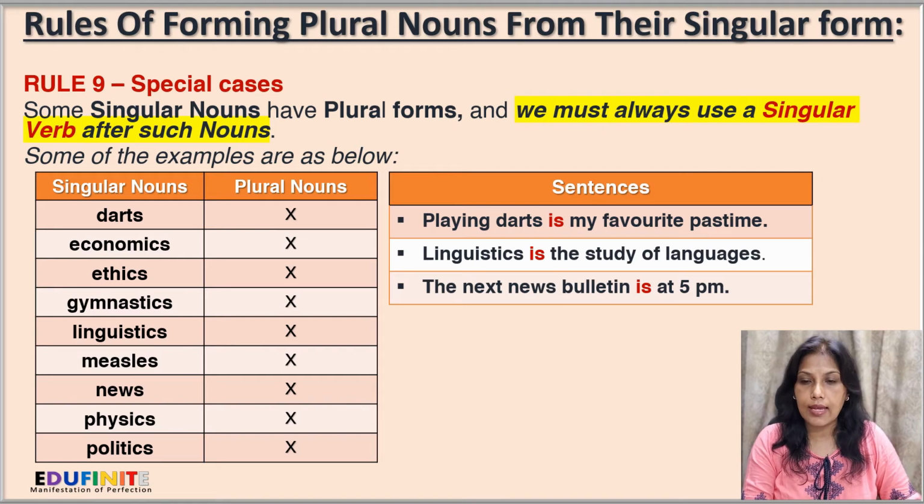Now let's look at the examples. Playing darts is my favorite pastime. Here, darts is a singular noun, though it has an S with it. For that reason, we are using the singular verb is after it. Next, linguistics is the study of languages. So here too, linguistics is a singular noun but has an S at its end. And since it is a singular noun, we are following it with a singular verb is.